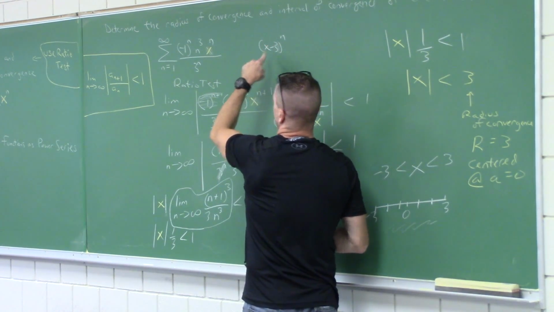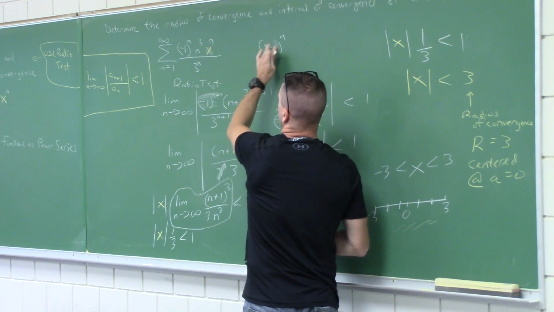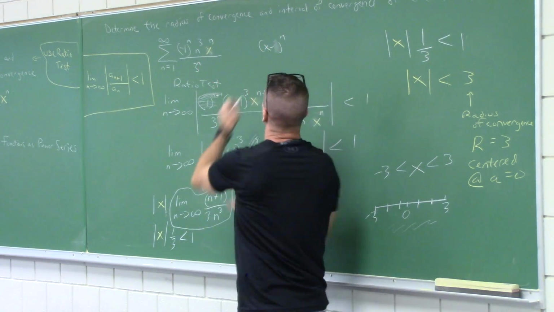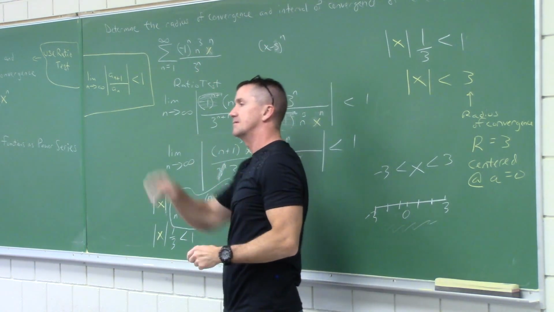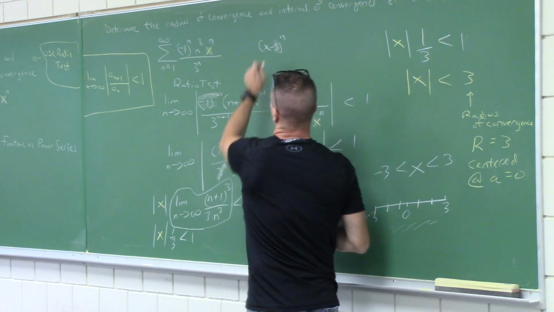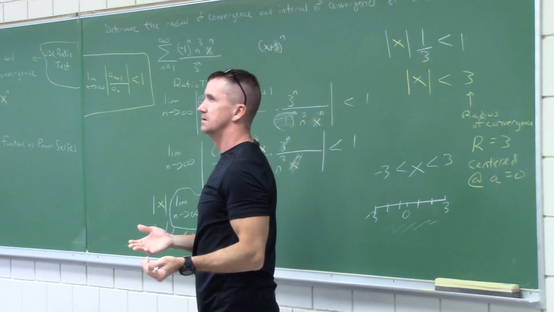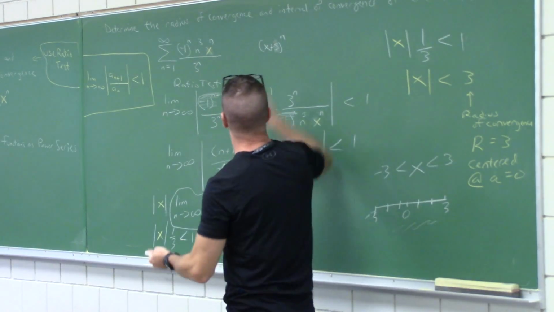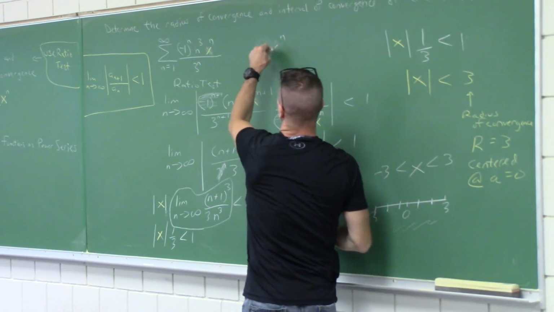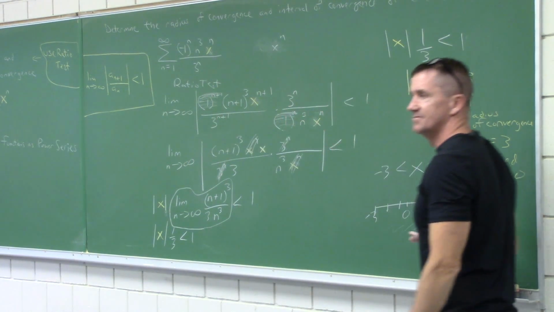I can keep going. What was x minus 3? Centered at 3. If you want to be able to spot it from the beginning, x minus 5 would be centered at 5. Hey, a trick question. What if it's x plus 5? Centered at negative 5. But when it's just x to the n, it's going to be centered at 0.